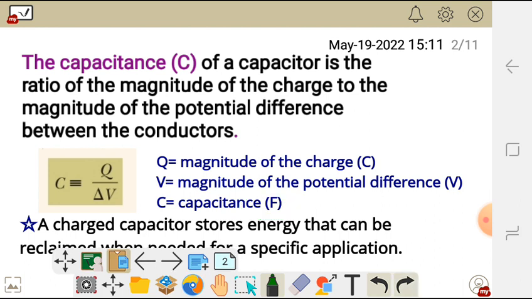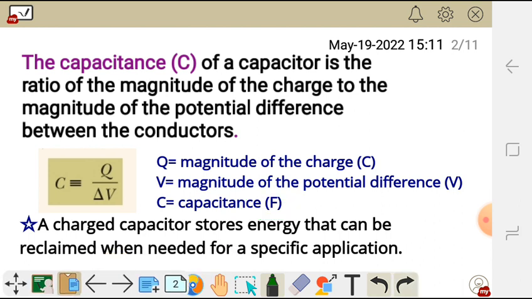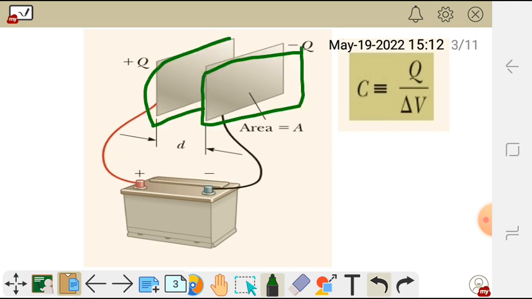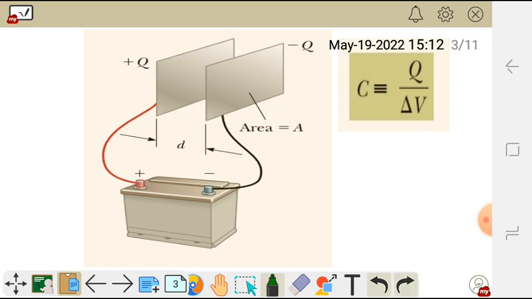What we should know again is that when a capacitor is charged, it can store energy that can be reclaimed when needed for a specific application. So a capacitor can store energy. This is the simple mechanism of a capacitor. It consists of two plates which are connected to the battery, which is the source of power.